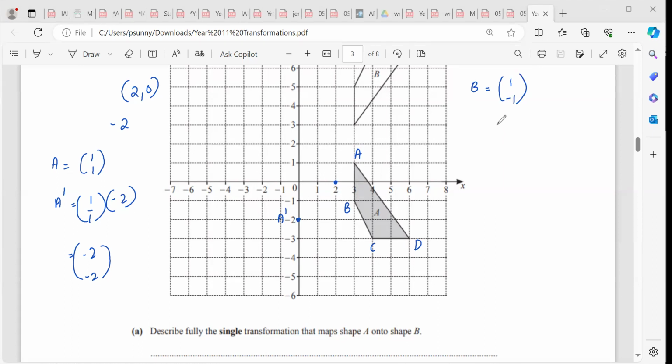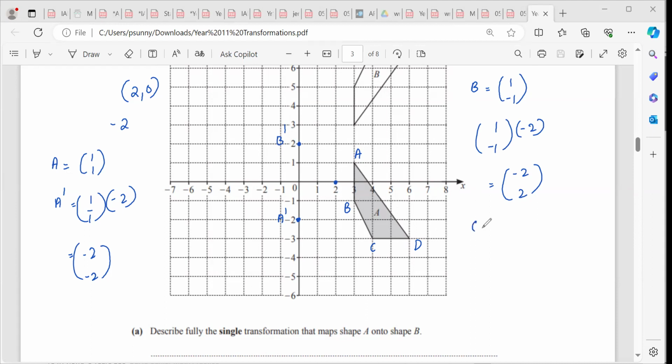To get B dash, we need to multiply by the scale factor. Scale factor is minus 2. 1 into minus 2 is minus 2. Minus 1 into minus 2 is positive 2. So from the center of enlargement, I need to move 2 towards left and 2 up. So 2 up will be here. This is my B dash.